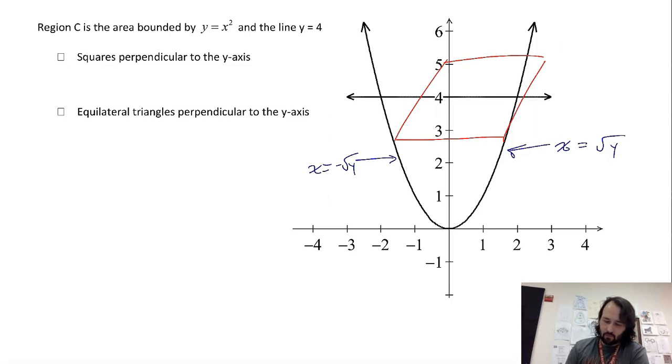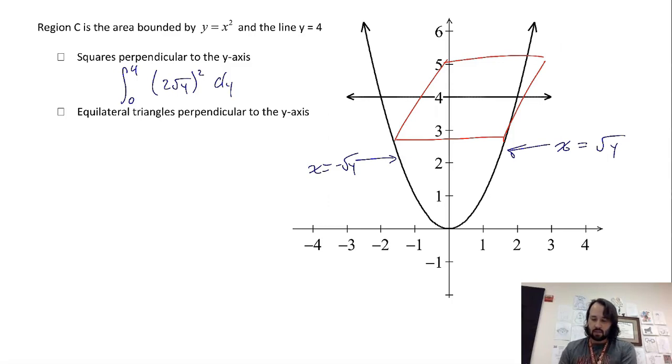Okay, so my first one, I'm going from 0 to 4, and the base length is 2 root y squared dy. All right, so the base length is just 2 root y. That would give me this distance here, and then I am squaring it to find the area of my square coming out of the figure there. Okay.